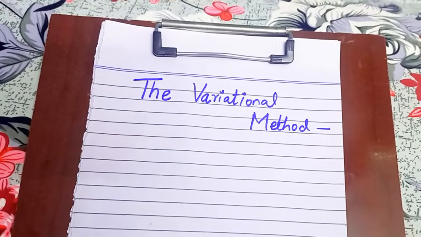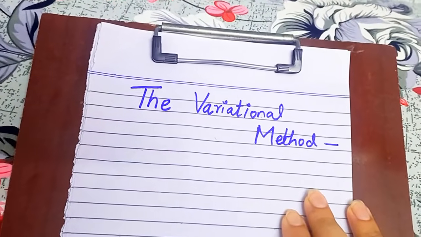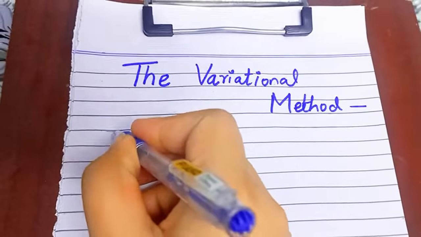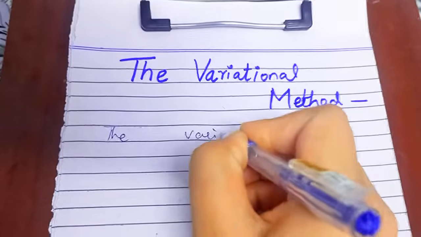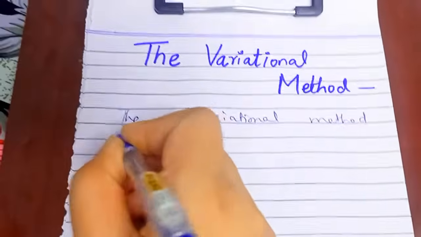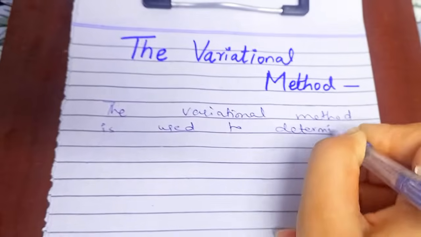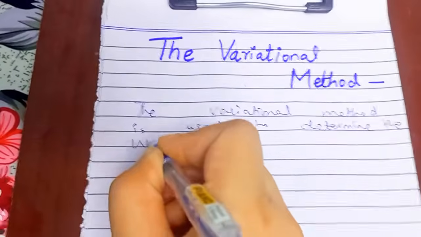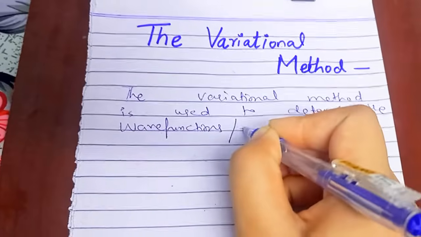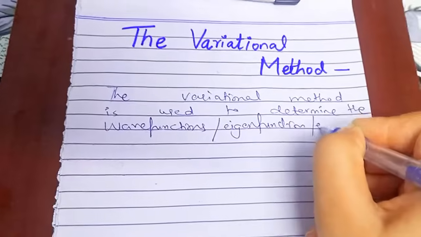Like all other methods, the variational method is one of the methods used to determine the wave functions, or another word, the eigenfunctions, or another word, the eigenstates.